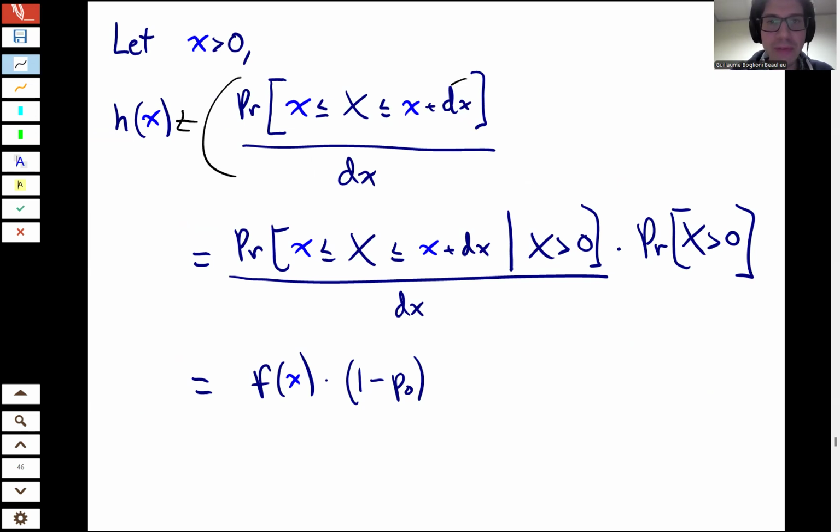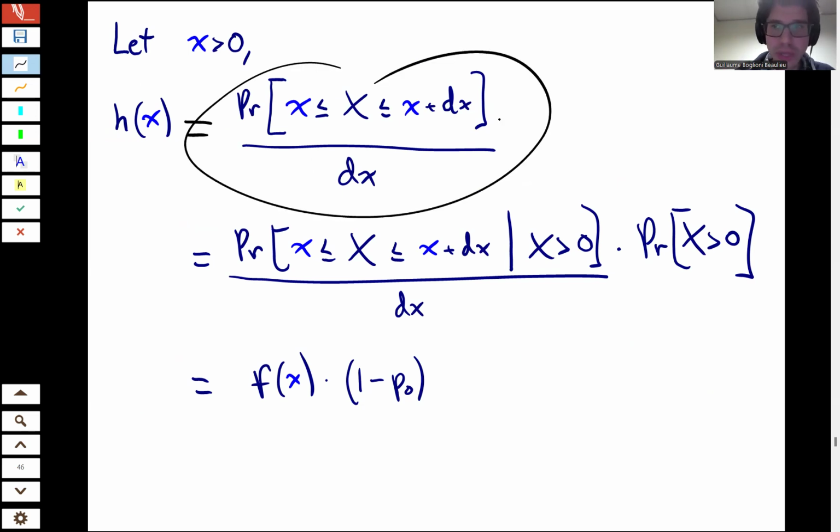Okay, converge. So if dx converges to 0, this thing here goes to the density hx. But now, I just want to illustrate the idea. So it's not entirely rigorous, but I'm going to put equality here. I just want to illustrate this. You can understand using conditional probabilities.